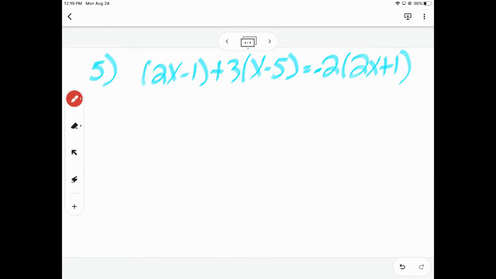So remember, the first thing we're going to do is draw our line all the way down. Perfect. Now, step number 2 is look for parentheses. Do we have parentheses? Yeah, we actually have a lot of parentheses. We have 3 sets. So we need to do step number 3, which is distribute.